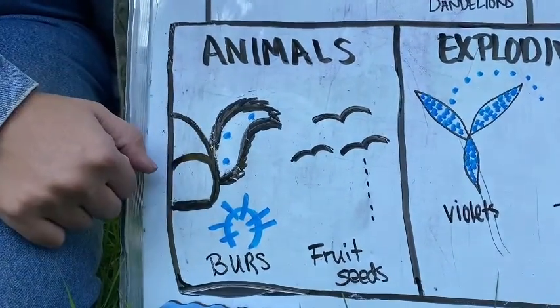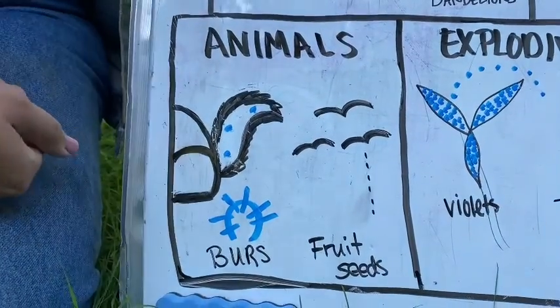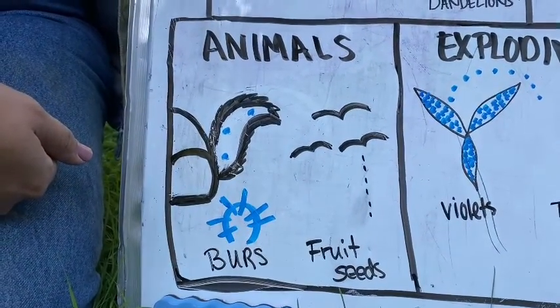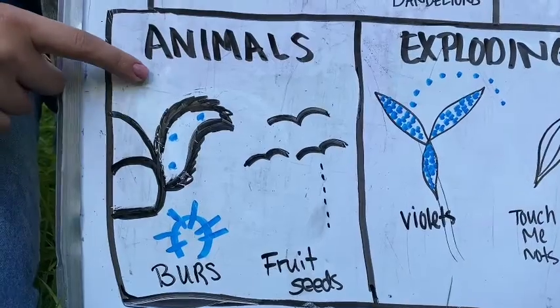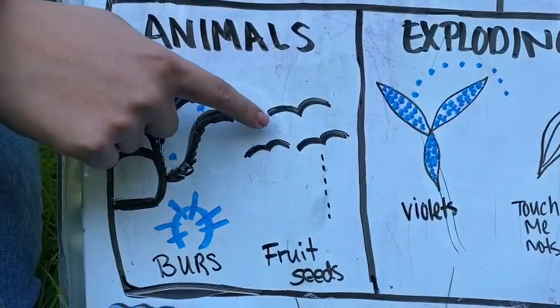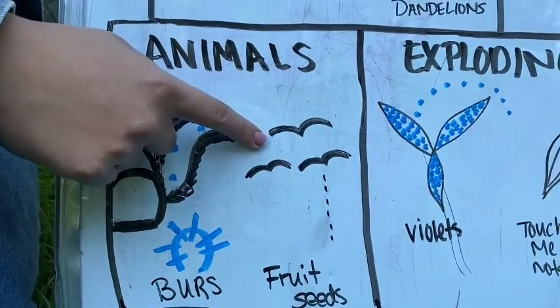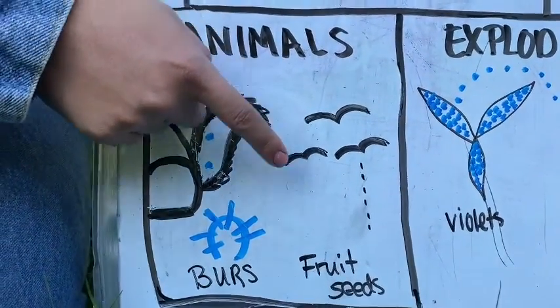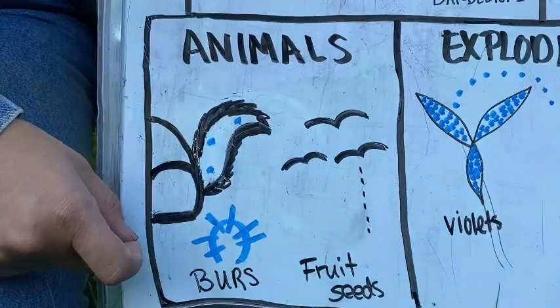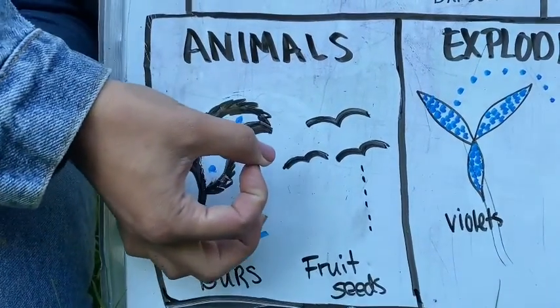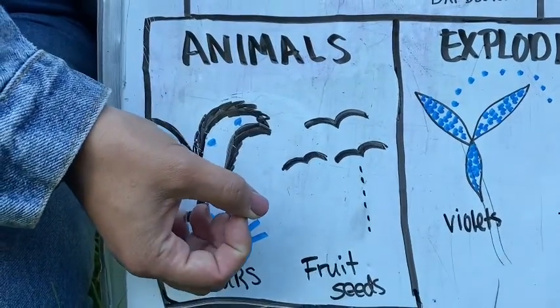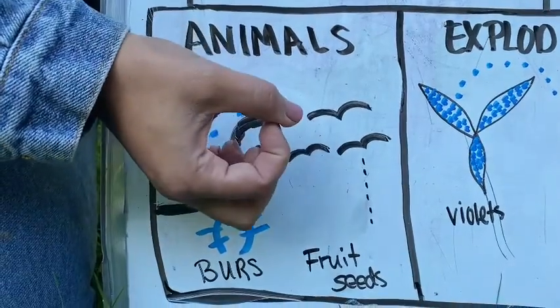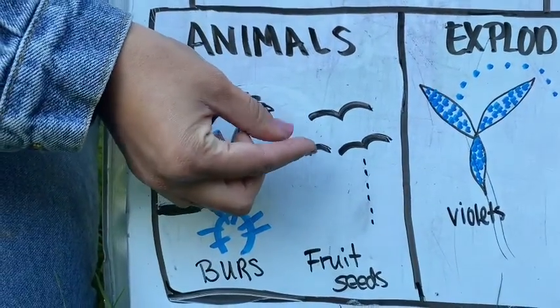And those are just little seeds that are trying to hitch a ride on top of one of these animals. The second way that seeds use animals is by being eaten, particularly by birds. So birds will eat things like berries that have seeds on the inside of them. And because birds don't have teeth, their seeds don't get damaged when they're eaten.